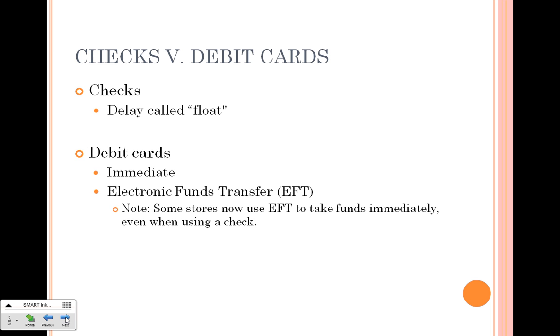So what's the difference between a physical check and a debit card? Checks take a little bit longer to clear the bank. So what does that mean? It means that it takes a little bit longer for the money to be withdrawn from your account. We call that delay between the time that you wrote the check and the time that the money actually comes out of your account float. Debit cards, on the other hand, are an immediate transaction.